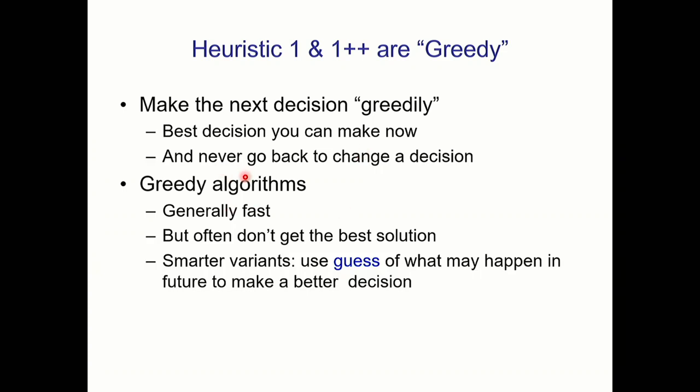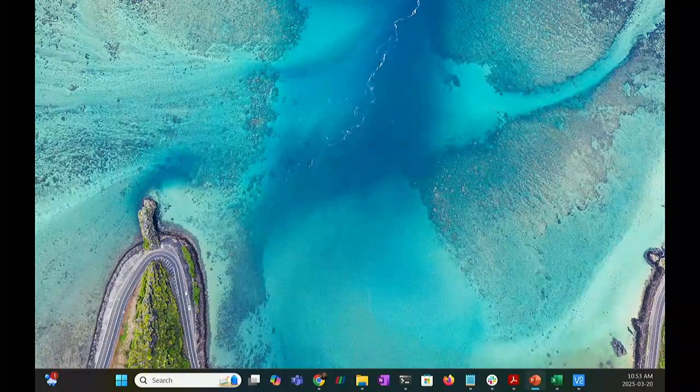Greedy algorithms are generally fast. We saw that we can find a solution within 20 seconds overall, but often they don't give you the best solution. There are smarter variants where you can use guesses of what may happen in the future to make a better decision, but I'm not going to go into that. This is just an introduction of what greedy algorithms are. I think these are the slides I had today, but we still have more time, so I'm going to go into the next set of slides. Any questions first before we continue?